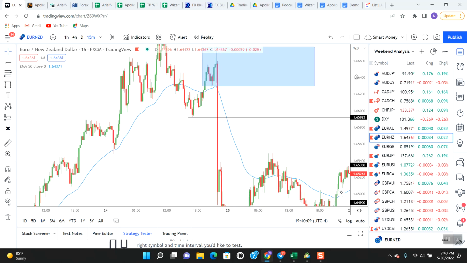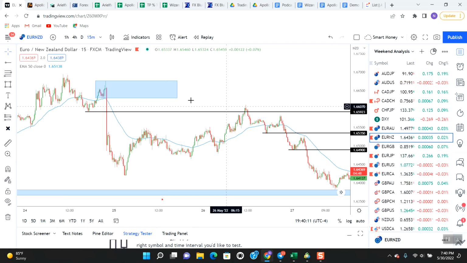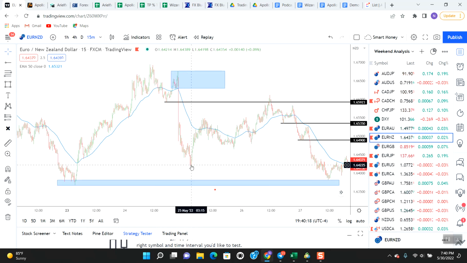So that's why I had two levels. I placed a level here and a level here. It didn't quite hit this supply level because we never pushed up into it. That's okay. We ultimately made the lower low in comparison to this low. So now this order can be deleted.